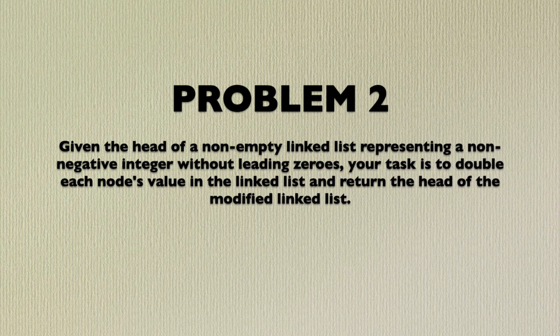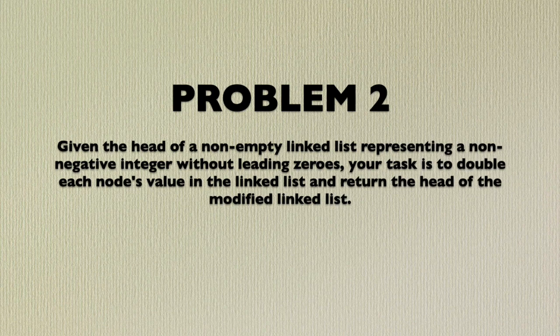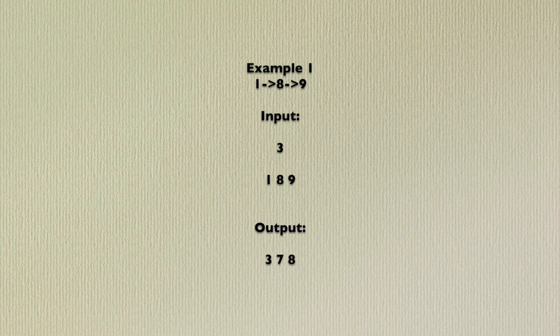Now let's start the second question. Let me read the question. Given the head of a non-empty singly linked list representing a non-negative integer without leading zeros, your task is to double the number and return the head of the modified linked list. Now you see in example 1, the given linked list contains nodes 1, 8 and 9.